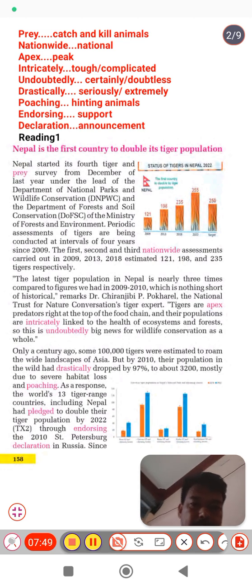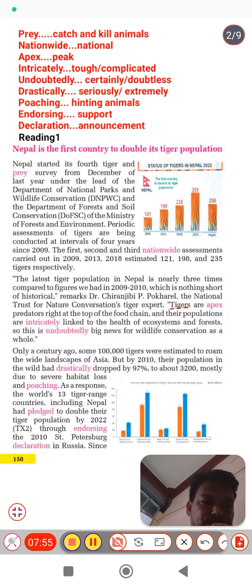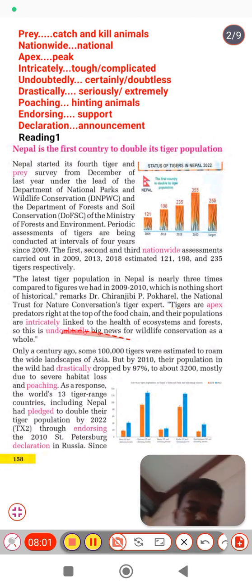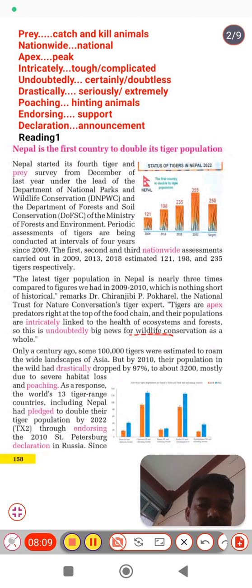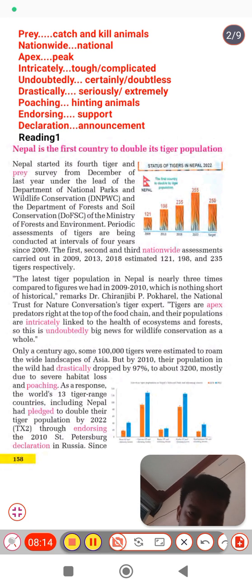Yes, tigers are apex predators, right at the top of the food chain. So students, the tiger is the topmost predator of the food chain, and the population of tigers is related directly to the health of the ecosystem, the environment and the forest. So no doubt this is big news for wildlife conservation.